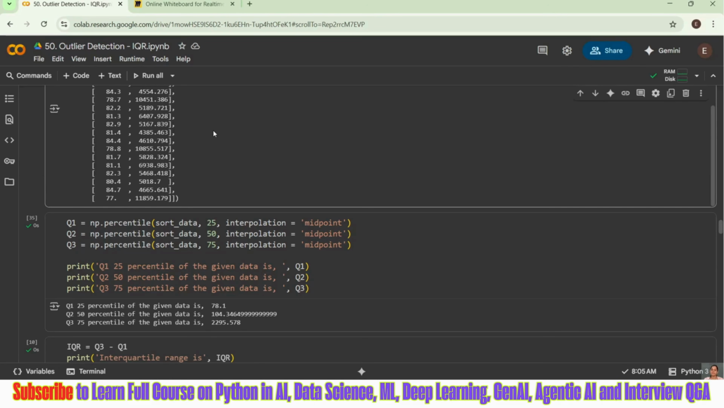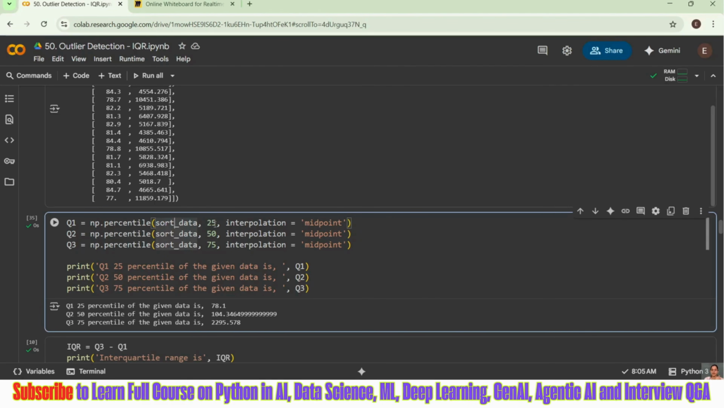We are calculating percentile, and in NumPy we have these mathematical functions, right? Percentile is one more mathematical function, and we have used np.percentile. What is it expecting? It is expecting data, so I have given the sorted data. Then I am telling it, okay, I need the 25th percentile, and it asks for interpolation. Interpolation means from which point it is going to calculate the percentile. So I told it to use the midpoint, because the midpoint is my median, right?